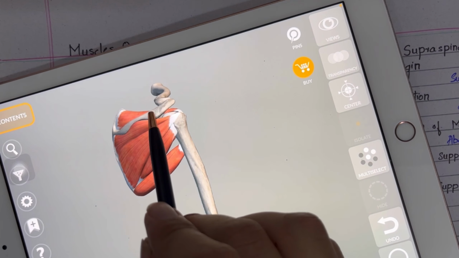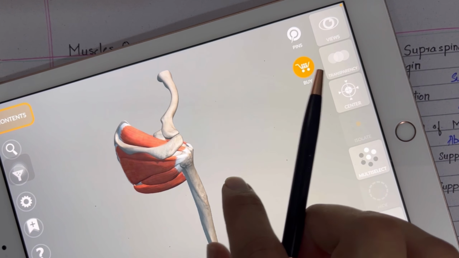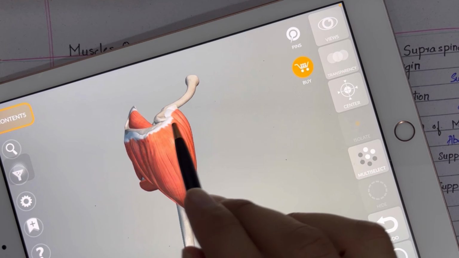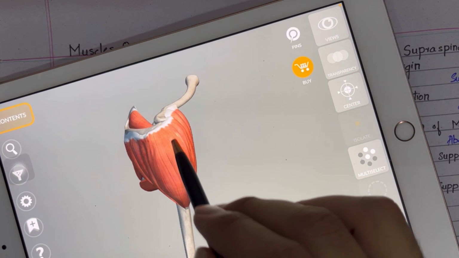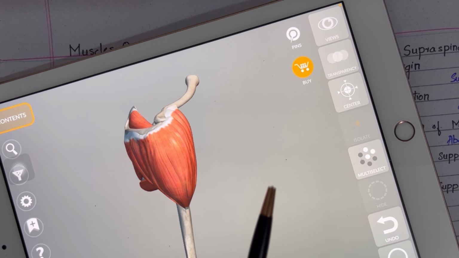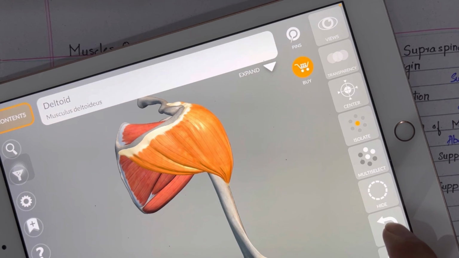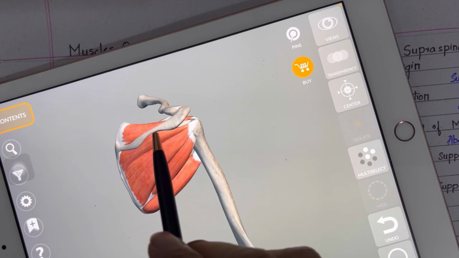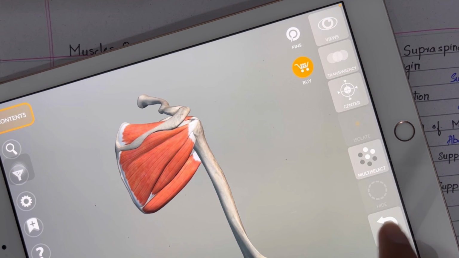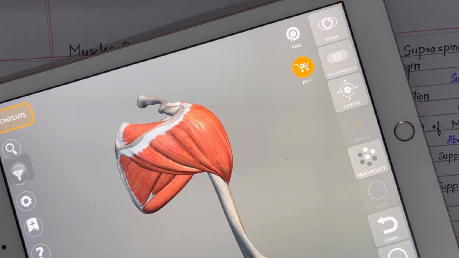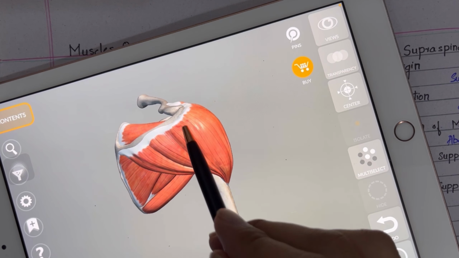Now student, the medial part, as you can see, originates from the acromion process of the scapula. This is the acromion process of the scapula. We have discussed the osteology of the scapula in the previous lecture. So the medial part of the deltoid muscle originates from the acromion process, hence it is also called the acromial part. Now the posterior part originates from the spine of the scapula. Student, this is the spine of the scapula bone. So the posterior part originates from the spine of the scapula, hence it is also called the spinal part.